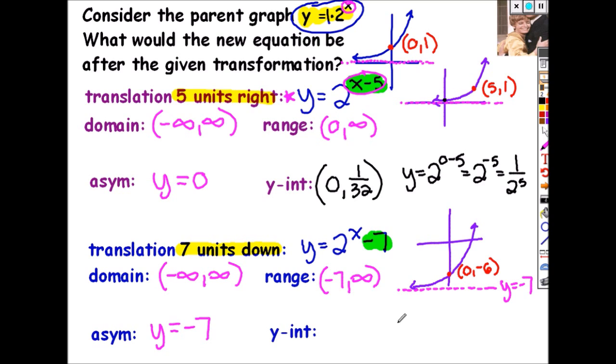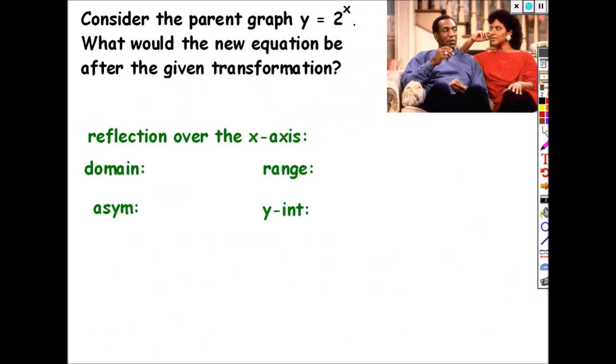On the second graph, to find the y-intercept, plug in 0 for x. 2 to the 0 is 1. 1 minus 7 is -6. And yeah, that was the point that we talked about earlier. So these are kind of the key points of each of these graphs.